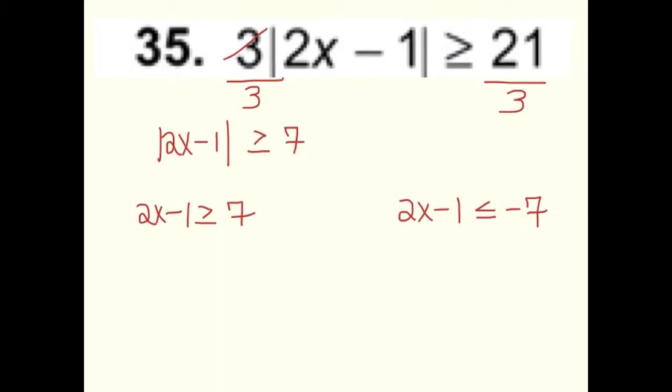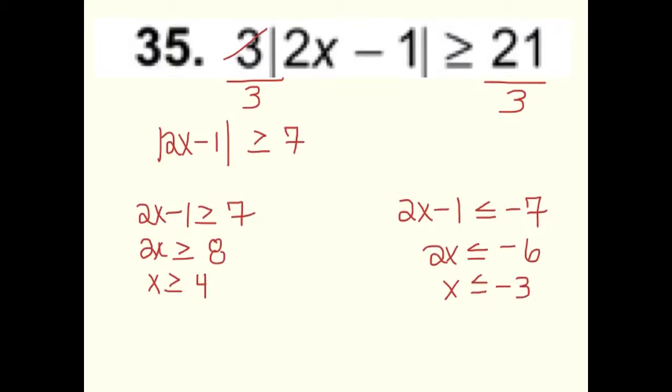So now we just solve for x. 2x is greater than or equal to 8. X is greater than or equal to 4. And over here, 2x is less than or equal to negative 6. X is less than or equal to negative 3. So those are your two solutions for that one. Put an or. We'll use the word or.